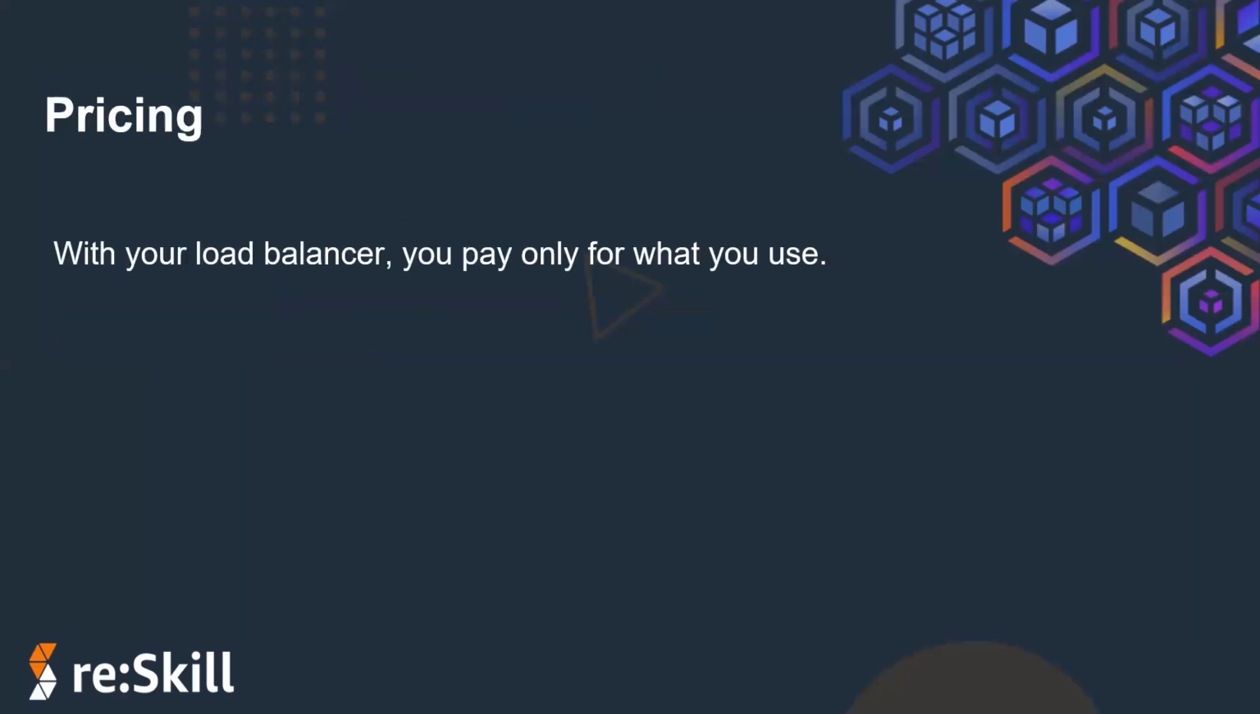Now let's see the pricing. With their load balancer, we pay only for what we use. For example, if an EC2 instance has been registered as a target, then for those two EC2 instances we pay a price based on how many hours they have been running. Accordingly, we need to pay for it.